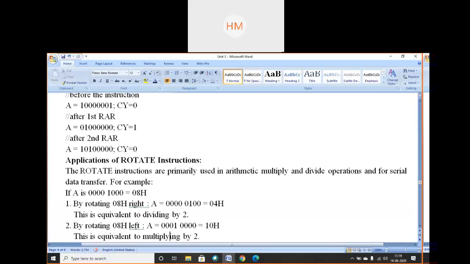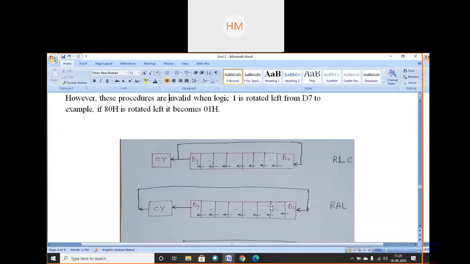By rotating 08 hex left, you get 10 hex. 10 hex is equivalent to multiplying by 2. 8 into 2 is 16, but that is the decimal number. Here we are talking about hexadecimal numbers. Okay, students? So you will get multiplication by 2. To multiply by 2, rotate left; to divide by 2, rotate right. So these are very basic examples.